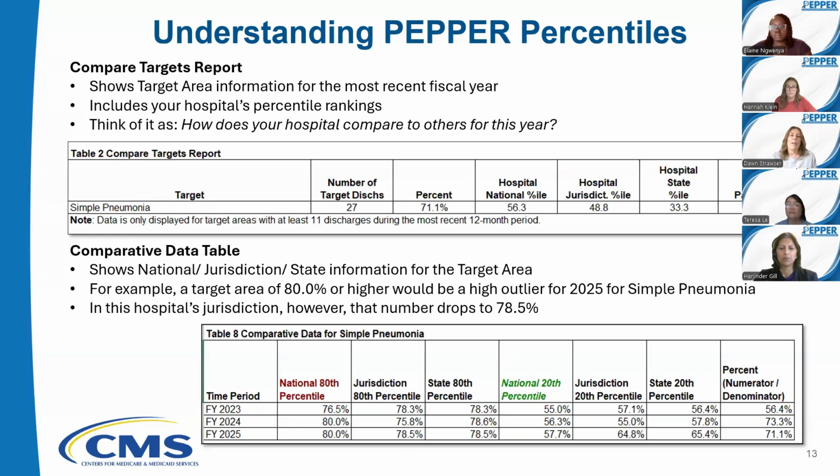For this example of the simple pneumonia target area, the hospital target area percent was 71.1%, which makes them the 56th percentile for all hospitals in the nation, 48th percentile for their jurisdiction, and the 33rd percentile for their state. For fiscal year 2025, the 80th percentile for simple pneumonia was 80% nationwide. So any hospital with a target area percent greater than 80% would be a high outlier for this target area in 2025.